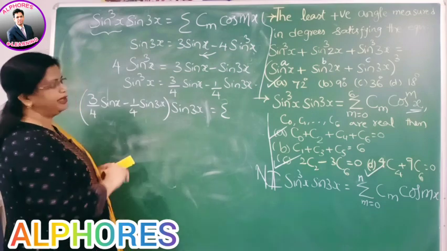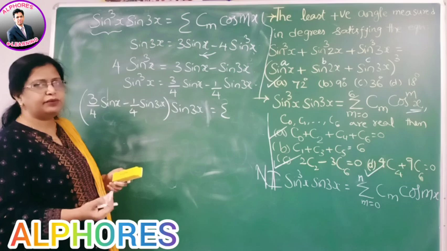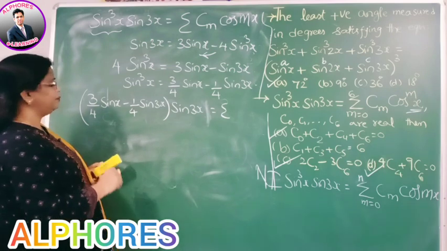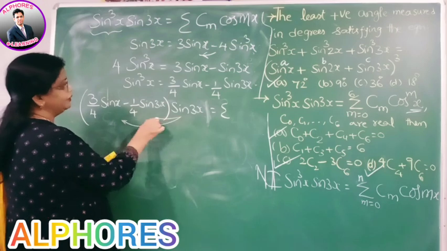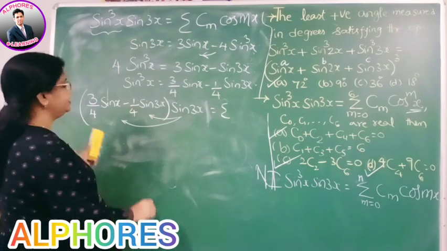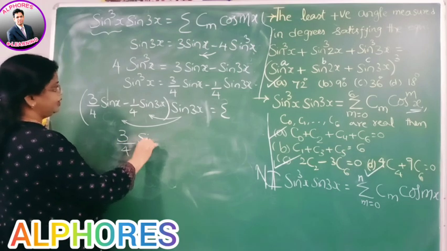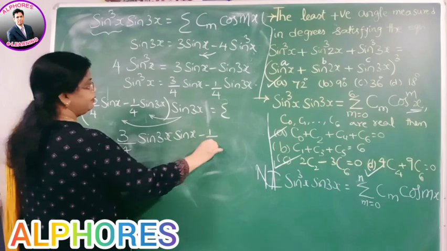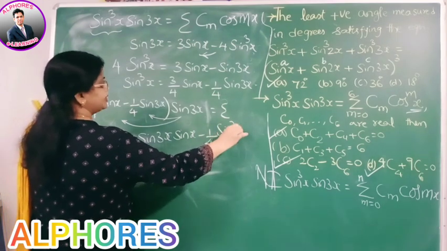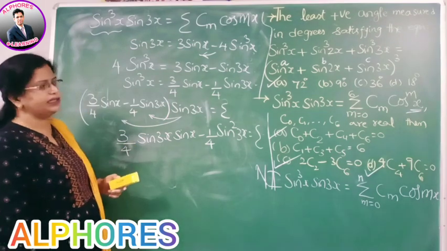Therefore, you need to reduce all our left hand side terms again in terms of what? Cosine values. To that purpose, let us multiply this sin 3x inside. If you multiply this inside, I'll get here 3 by 4 sin 3x into sin x and minus 1 by 4 sin square 3x. Got it? This side you have sigma notation as it is.